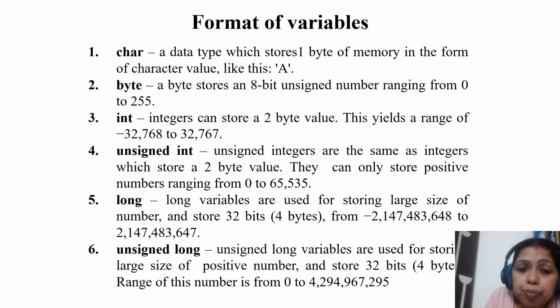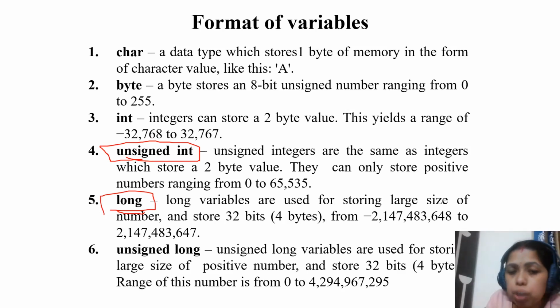What is the difference between unsigned and int? Here with int you can store negative as well as positive numbers, and you are not defining any positive or negative sign. Now long: if the size of the number is 32 bits, then you have to use long. Unsigned long means the same thing, only positive numbers, with a 32-bit size. Otherwise, you can use int and unsigned int based on your requirement.